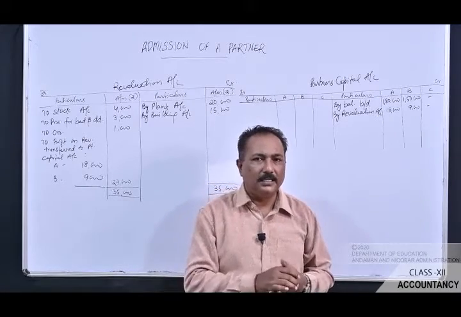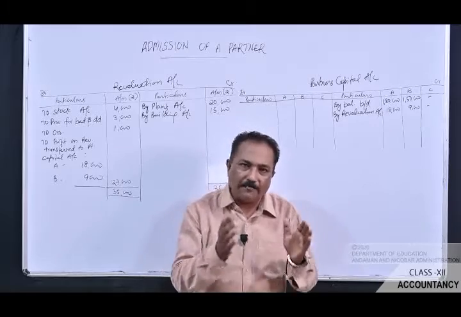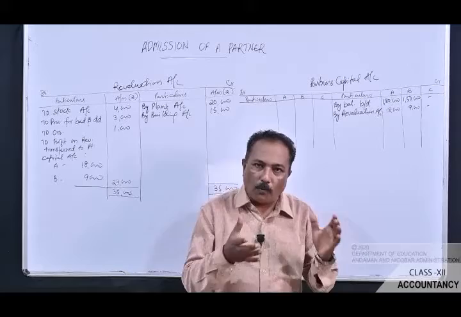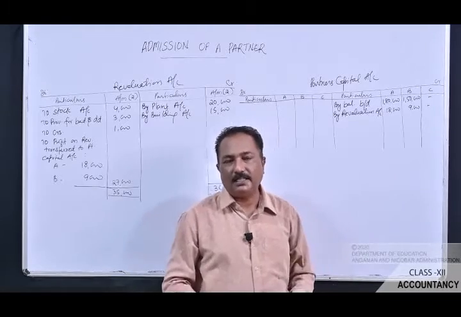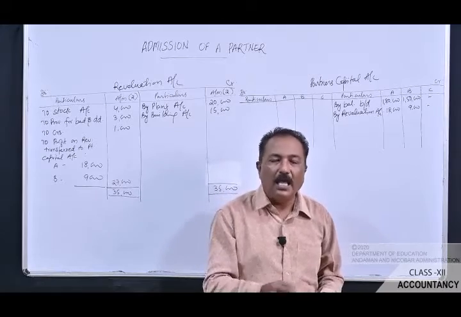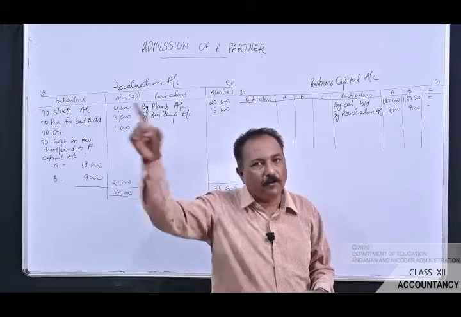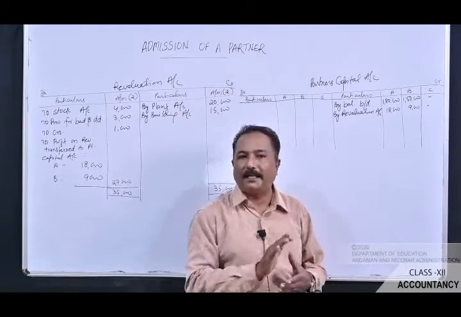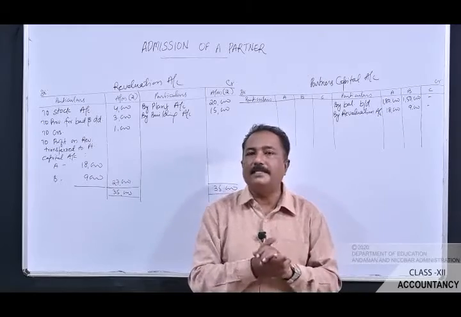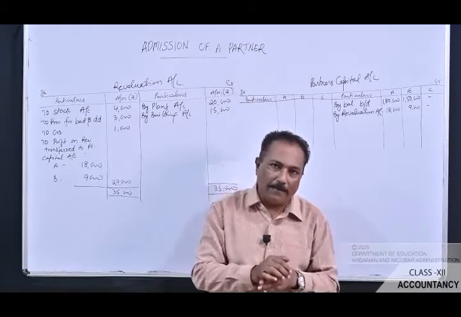You have to see if there is any accumulated profit given, or if there is any general reserves fund or workman compensation fund is given. If such items are given, that has to be distributed among the old partners in their old profit sharing ratio before giving the admission to the new partner in the partnership business. But here in this case, no such item is given. So leave it. Now let's pass on to the other side of the old balance sheet.